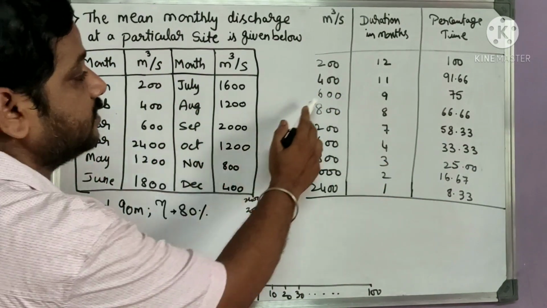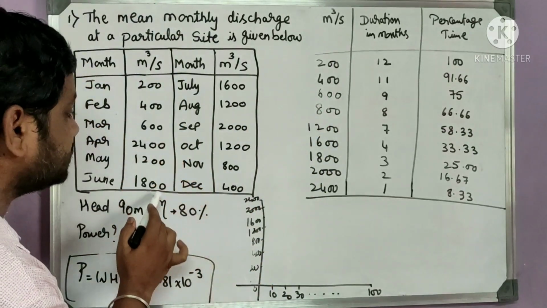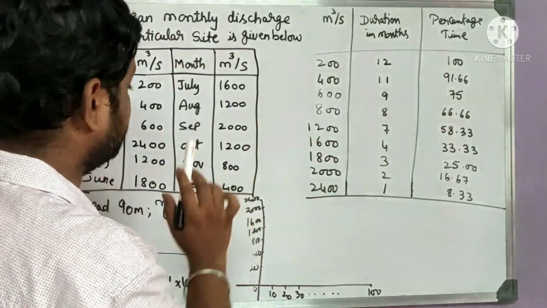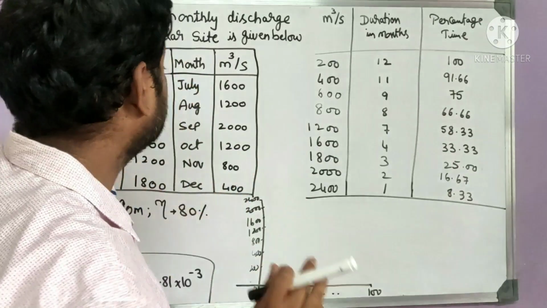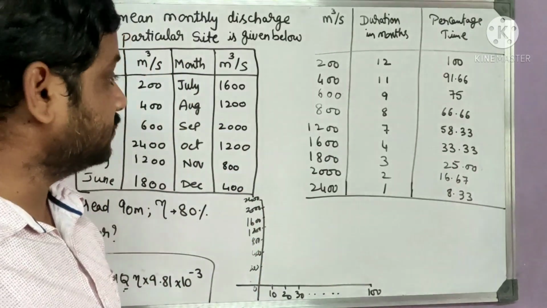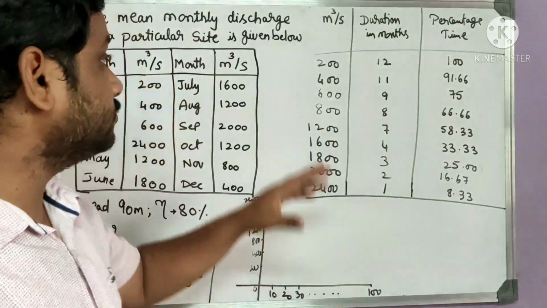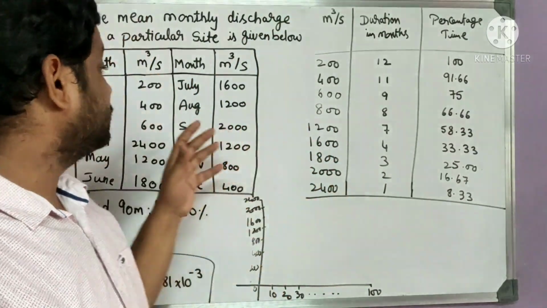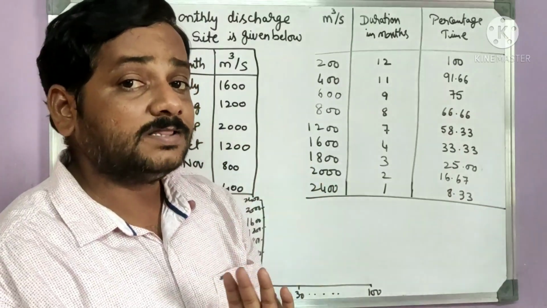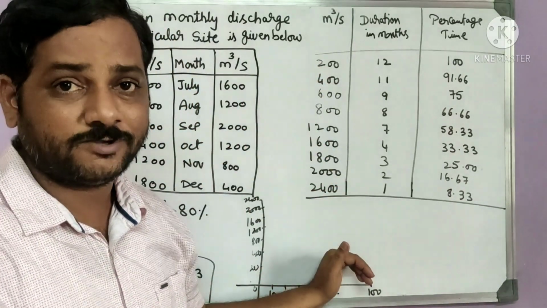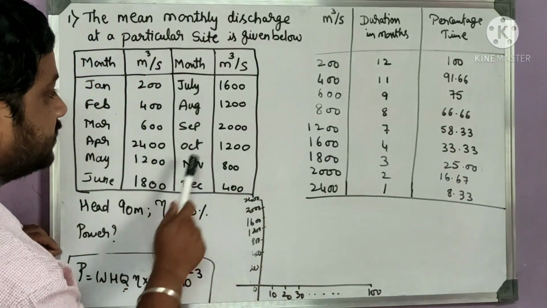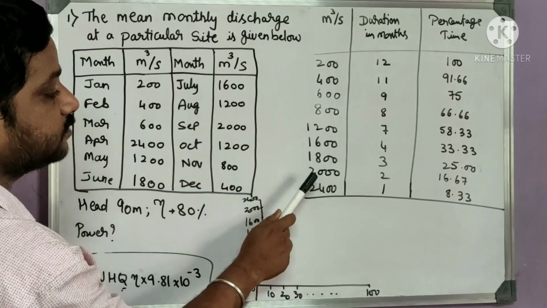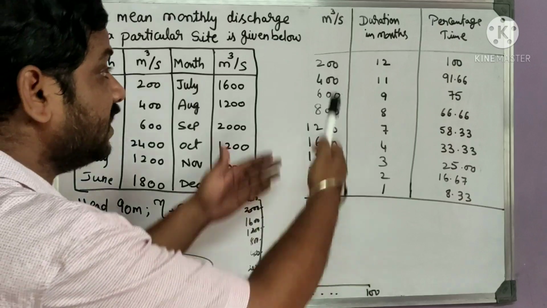It is there for March, so I have written 600. Then what is the next least number? 800. Write that 800. Next 1200. So 1200 is also there thrice, in 3 months, but it is available in 3 months, so just write one number over there. Right, so that is what you need to write. Discharge with respect to, not with respect to the month, but with respect to the minimum to larger value. And if it is repeated, write it once. Then 1600 is there here. Then 1800, 2000, 2400. I have written it.